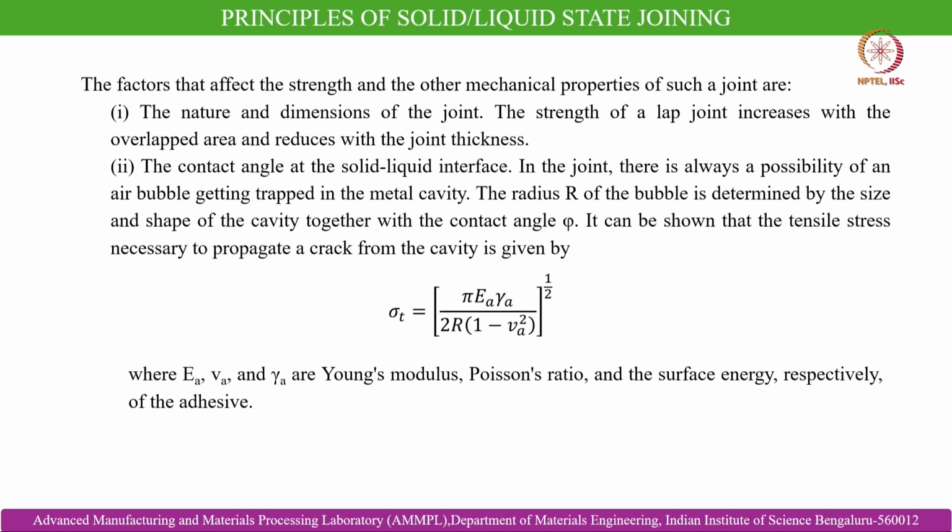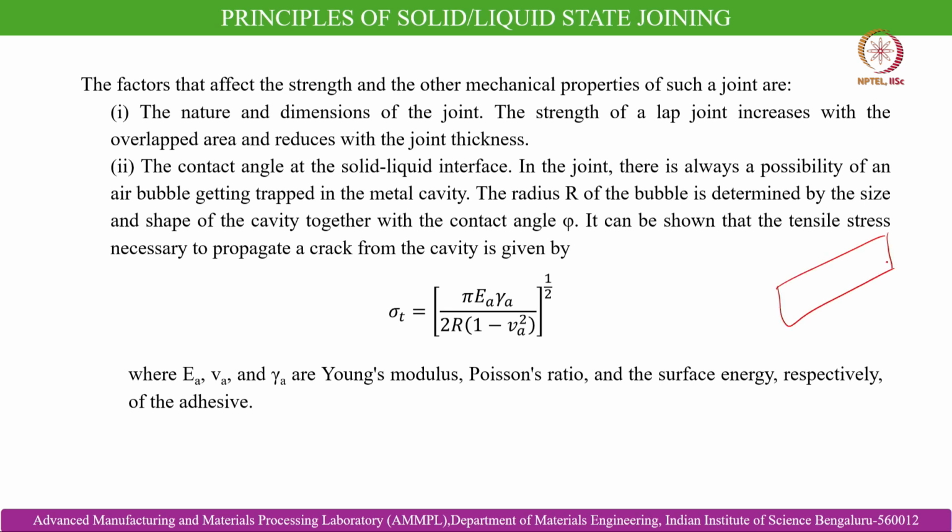The factors that affect the strength and other mechanical properties of such a joint are the nature of and dimensions of the joint. The strength of a lap joint increases with the overlapped area and reduces with the joint thickness. This is the concept that we have just discussed earlier. Why are we saying this?